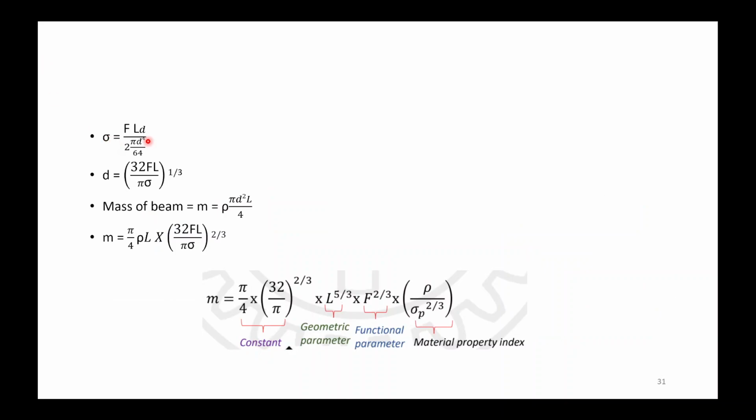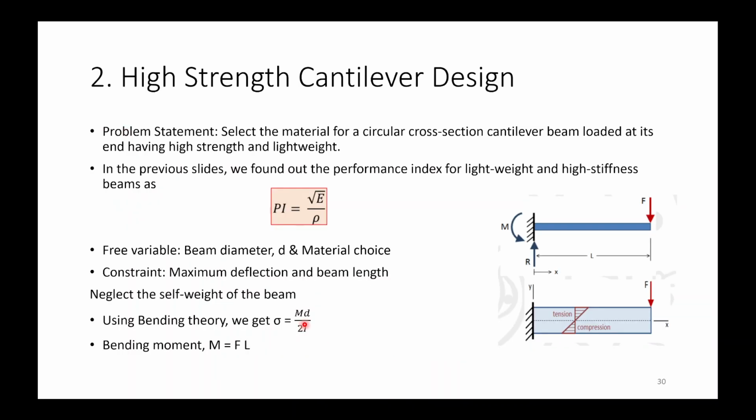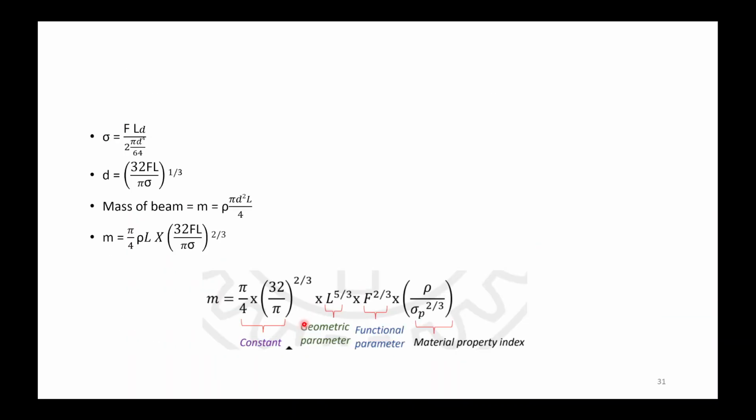Now sigma can be rewritten in terms of inertia. So I will be pi t to the power 4 upon 64, and we can write t as (32FL upon pi t)^(1/3). Now the mass of the beam will be m equal to rho pi d square L upon 4. Similarly to the previous question, here we'll be putting the value of d.